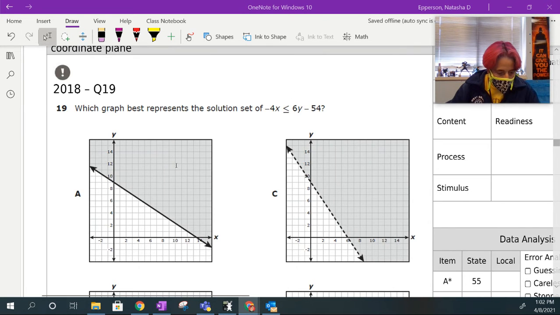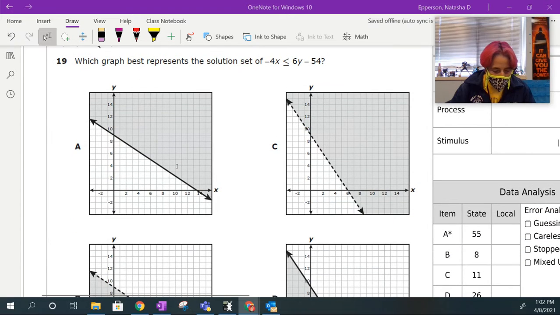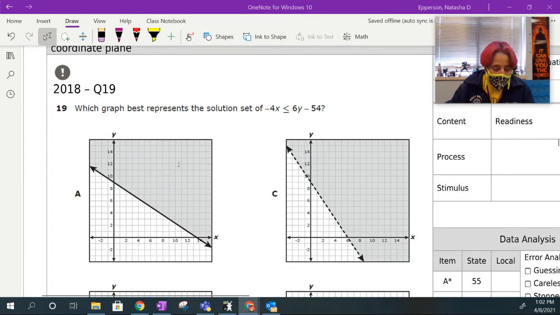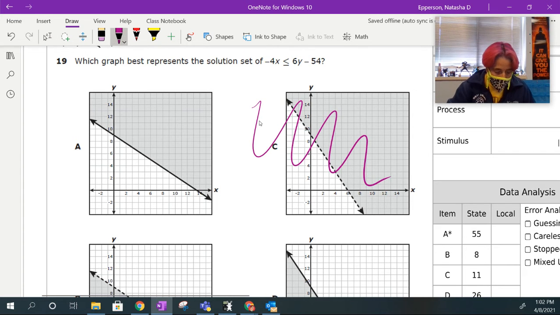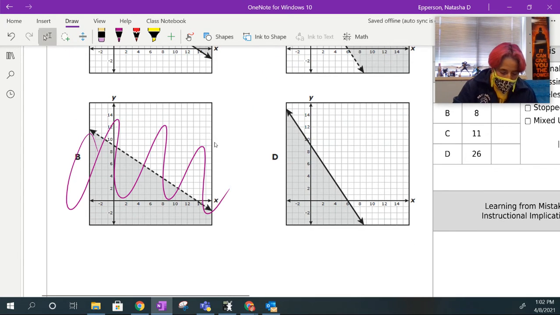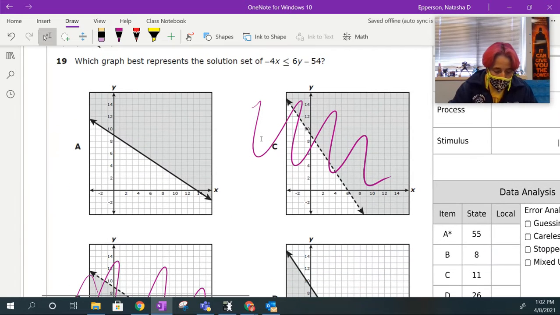All right, question number 19. Which graph represents this inequality given here? I have a solid line. I have a line underneath my inequality symbol, so I can eliminate C. And I can eliminate B, okay? Now, I can just look here. So A has 0, 0 as false. B has 0, 0 as true.